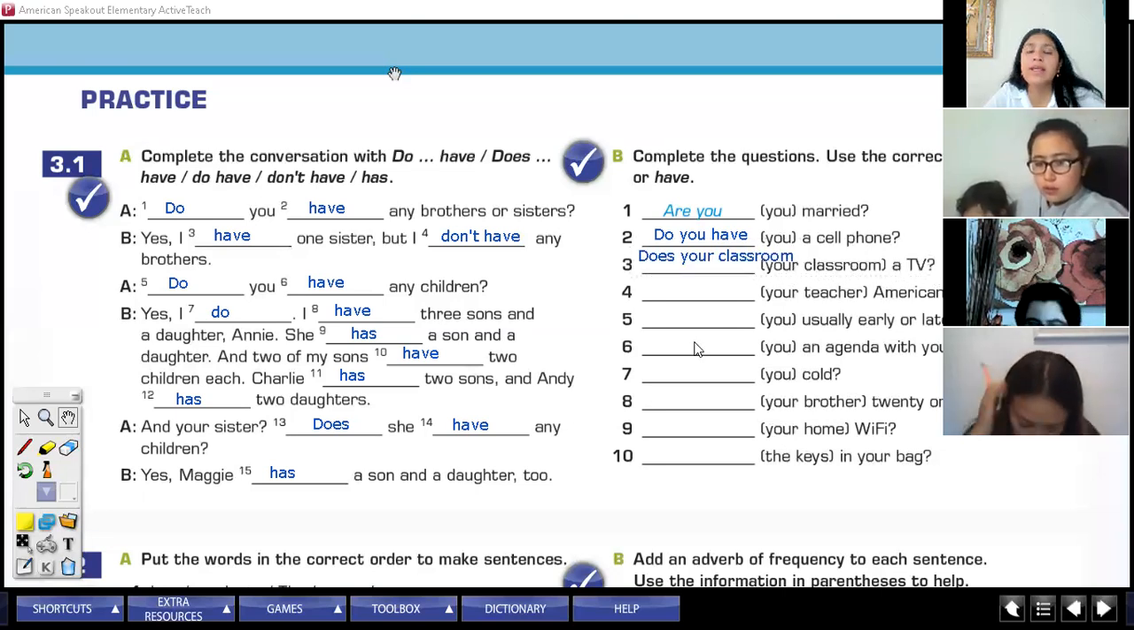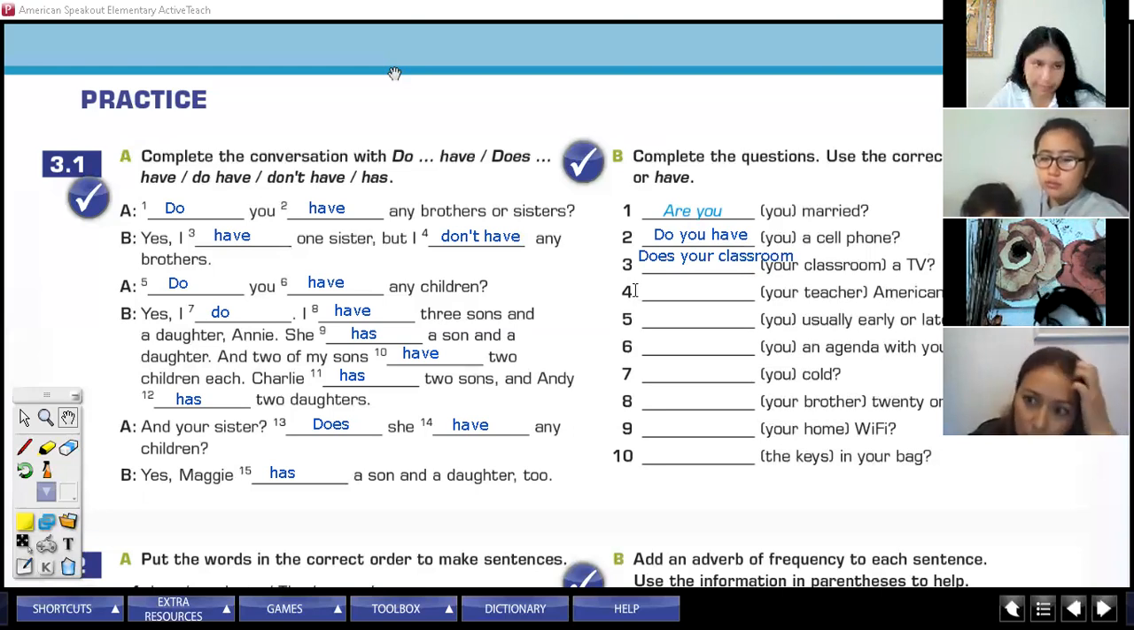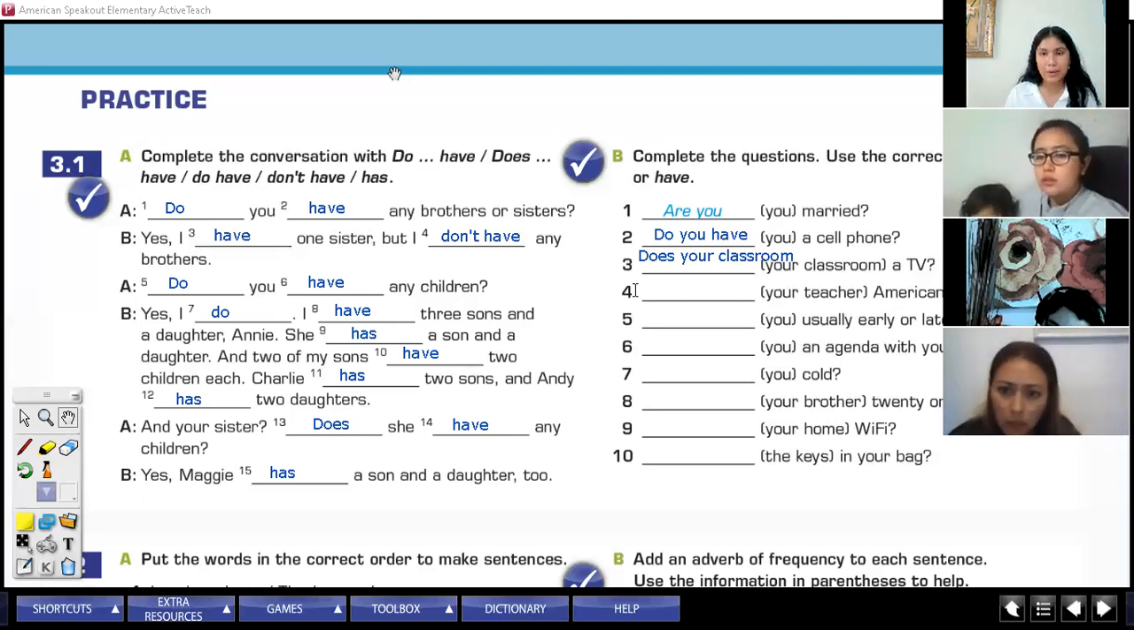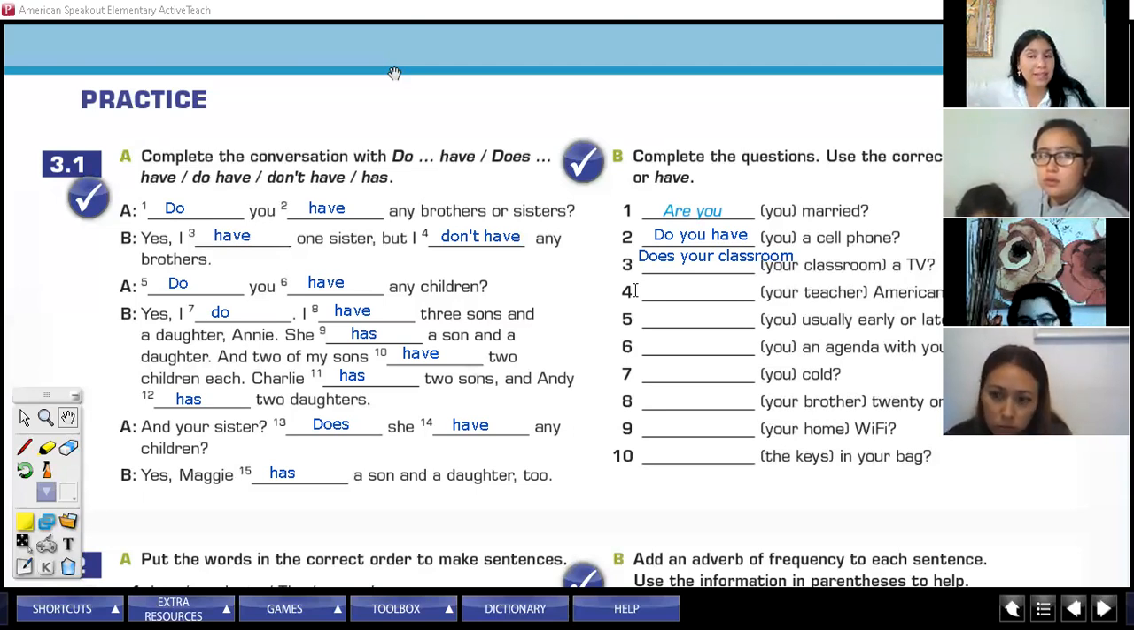Okay, number 4, it says your teacher, American. So it's the same as the previous one. We're talking about somebody else. So the question is, Does your teacher is American? Does your teacher American? American is a nationality. So we are Mexican, for example. Now we're talking about American. So how do I make this question? Remember, ser o estar. What am I going to use? Is. Is your teacher American?